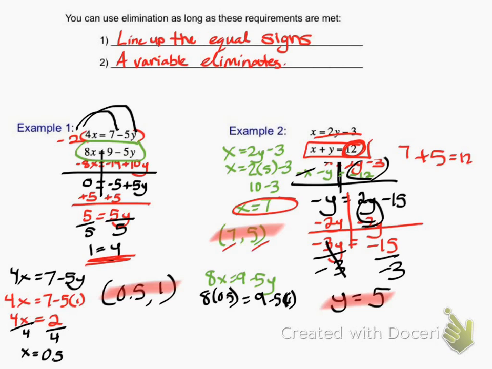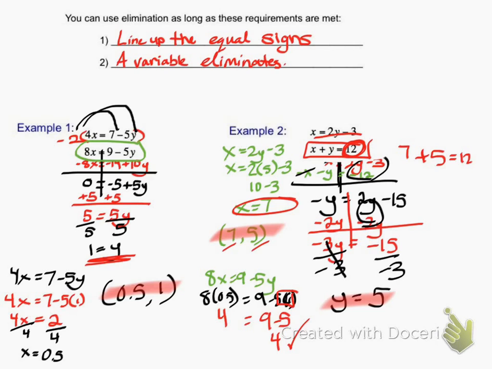9 minus 5 times 1. And I'm going to see if the solution is if these two sides are equal. 8 times 1/2 on the left-hand side gives me 4. So the right-hand side should give me 4 as well. And if I check, 5 times 1 is 5. So I end up getting 9 minus 5, which is in fact 4. So my answer checks out because it creates an equal statement in the other equation.